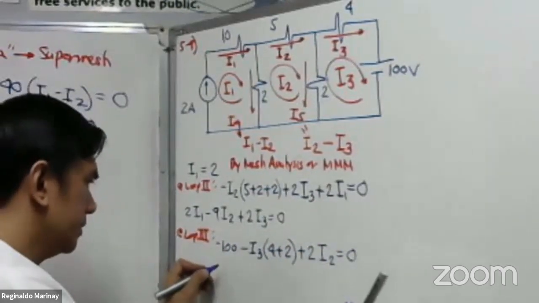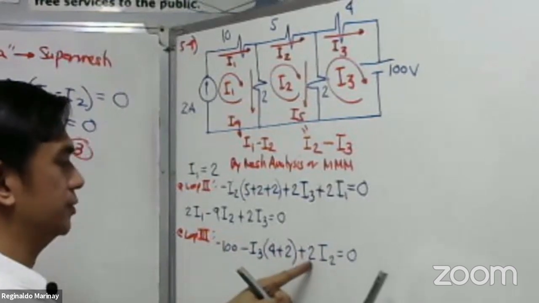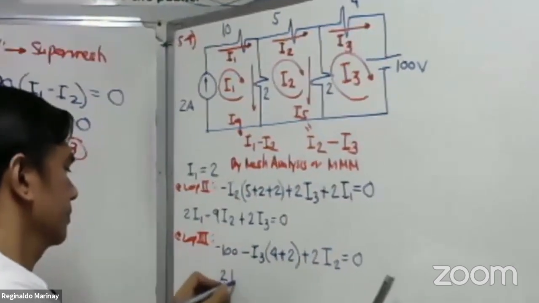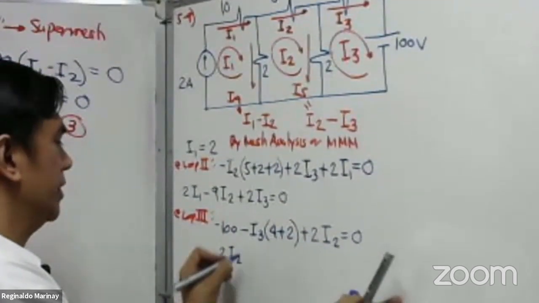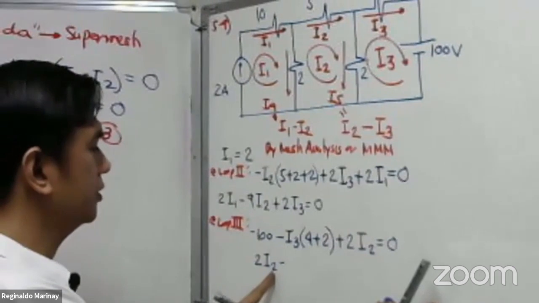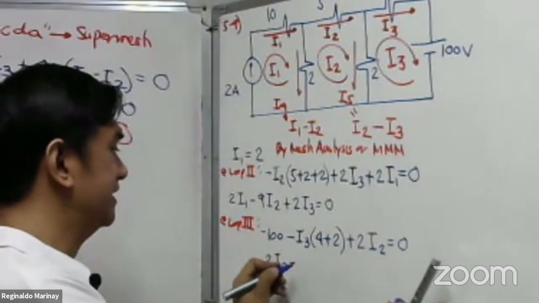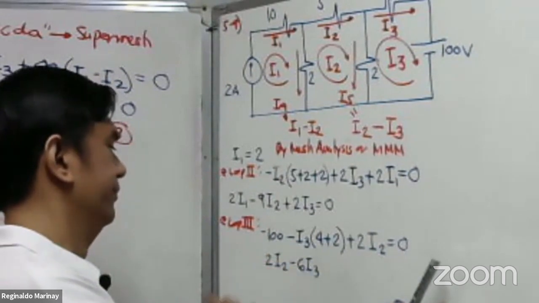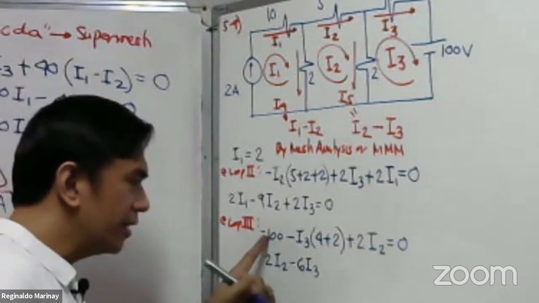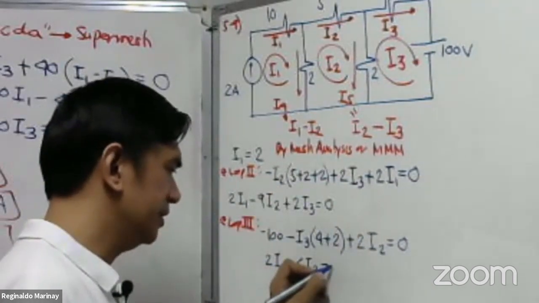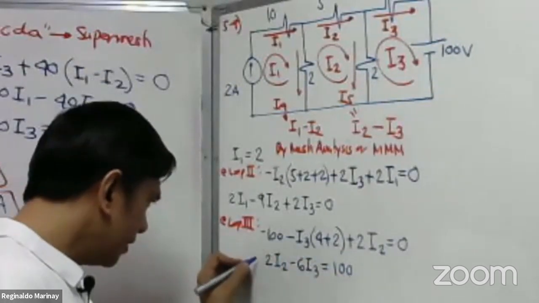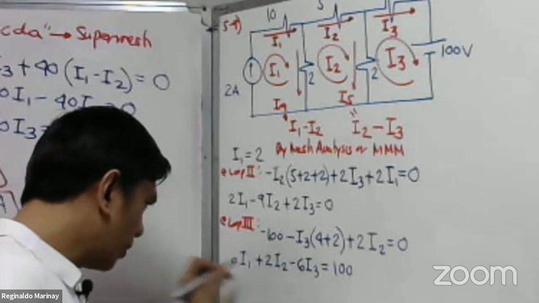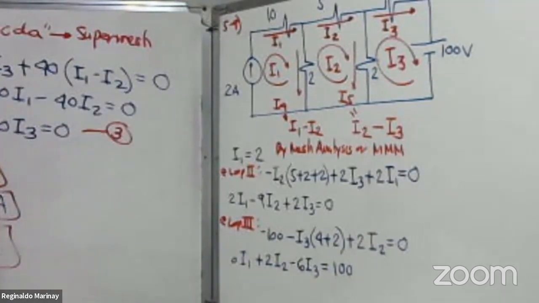So we have here 2 I sub 2, positive 2 I sub 2, then minus 4 plus 2, so we have 6 I sub 3. Then, we have negative 100. I will just transpose the negative 100, so this will become positive 100. Then, I will just put here 0 I sub 1.